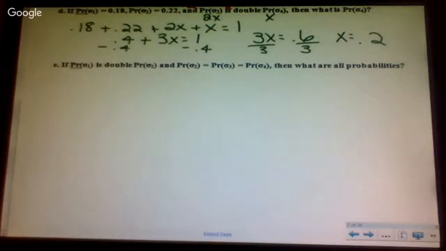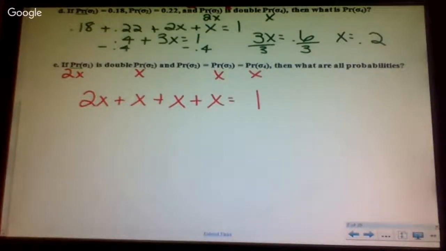What is the least? P2. So assign it a variable. If P2 is X, what does that make P1? 2x. If P2 equals P3, which equals P4, what's 3 and 4? X and X. So 2X plus X plus X plus X. Not 6X. You've got too many X's in there.